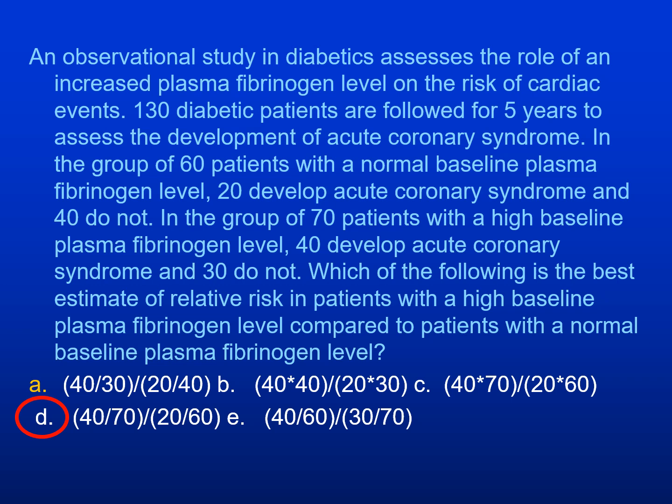So here the relative risk is going to be 40 divided by 70, divided by the incidence 20 over 60. So here, this is going to be the relative risk.